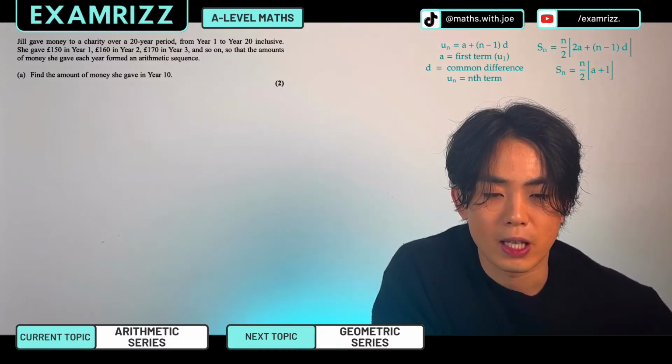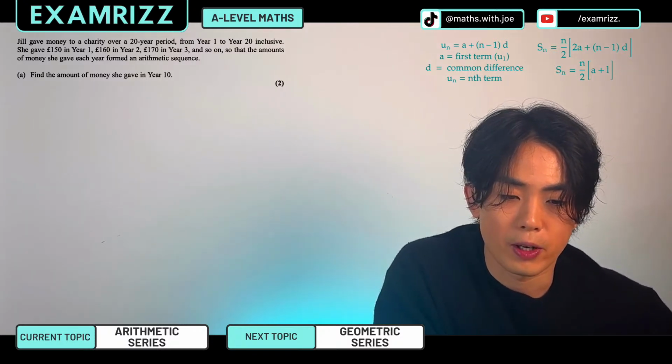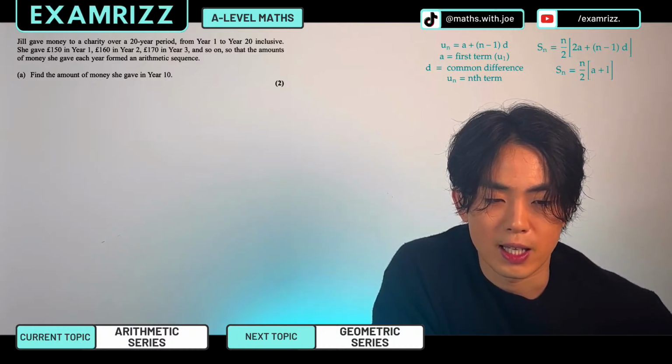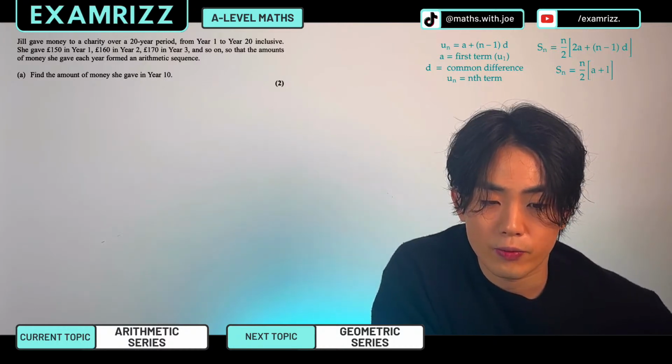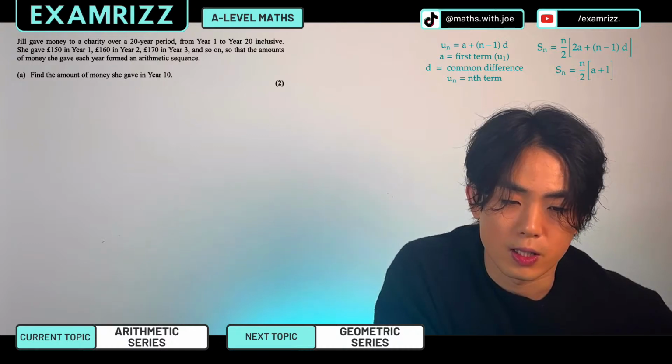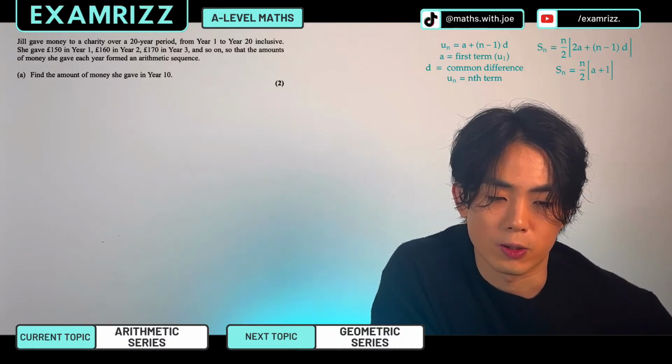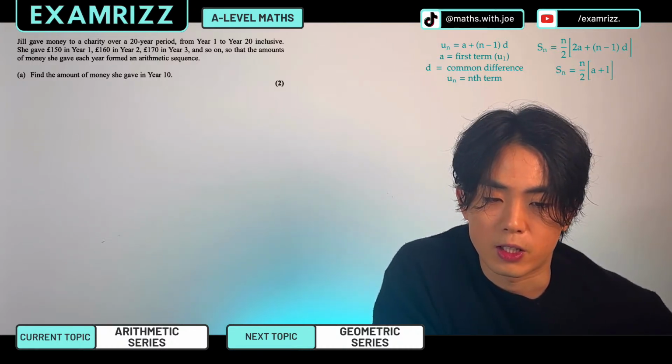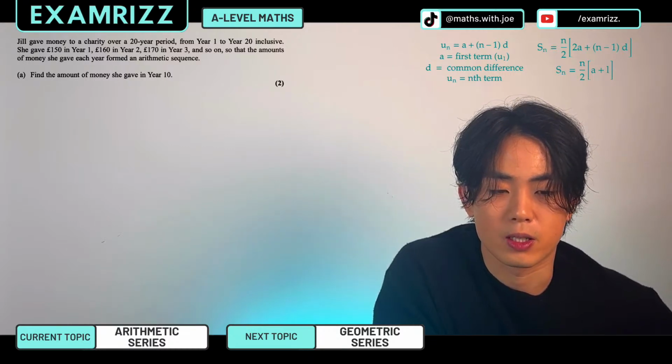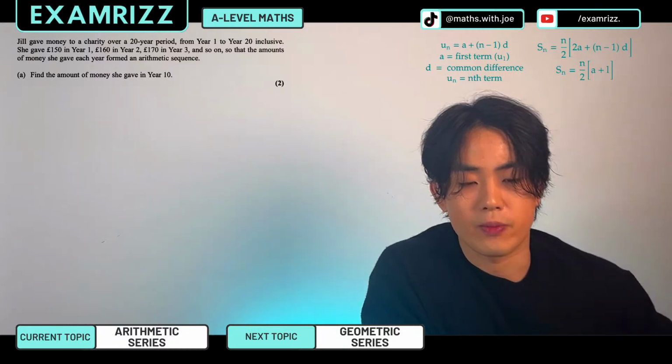So we have Jill, who gave money to a charity over a 20-year period from year 1 to year 20 inclusive. She gave £150 in year 1, £160 in year 2, £170 in year 3, and so on, so that the amounts of money that she gives each year form an arithmetic sequence. Find the amount of money she gave in year 10.